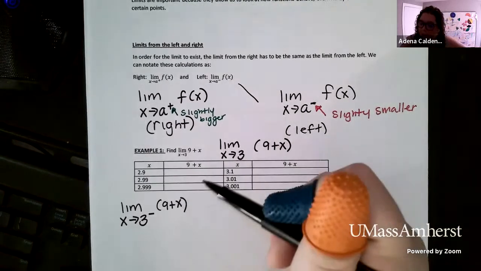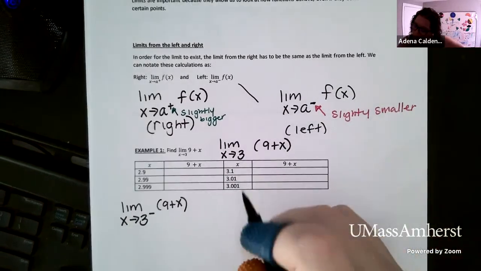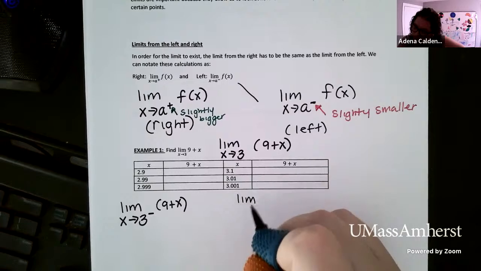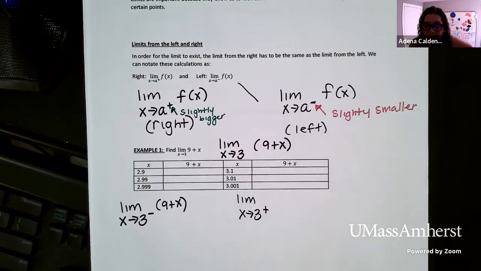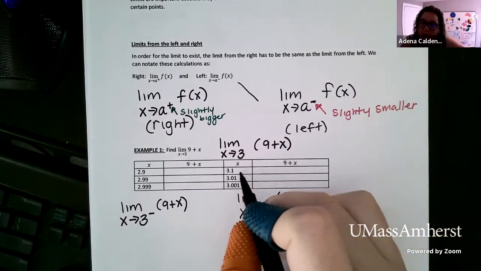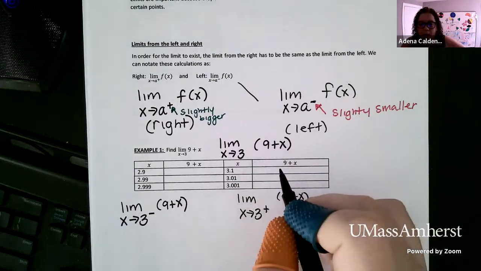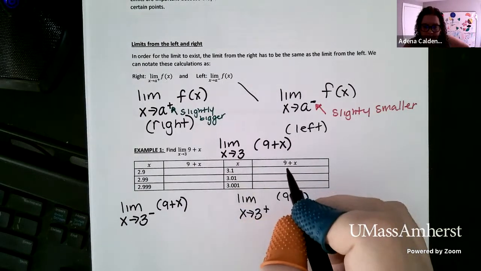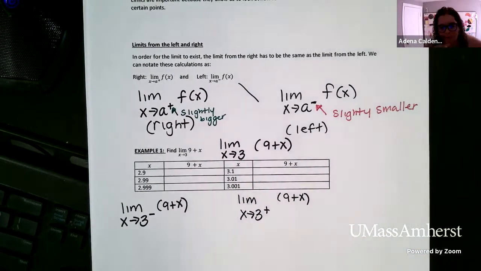So we're looking for a pattern to determine what value they're approaching. We are also going to look at the limit as x approaches 3 from the right. Okay, so that means we're using numbers slightly bigger than 3: 3.1, 3.01, 3.001. And we're going to plug those into 9 plus x and see what those dependent values are approaching.